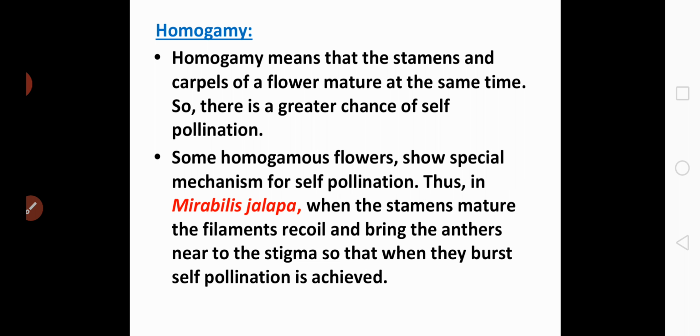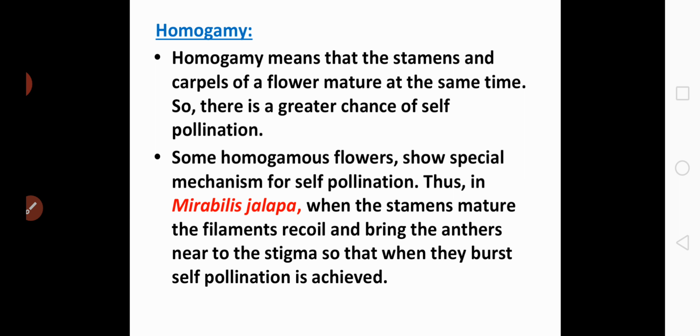Coming to the second device, homogamy. Homogamy means the stamens and the carpels of the flower mature at the same time. What do you mean by stamens and carpels? Stamen is the male reproductive organ and carpel is the female reproductive organ of the flower. If these two reproductive organs mature at the same time, then the condition is called homogamy. So there is a greater chance of self-pollination.